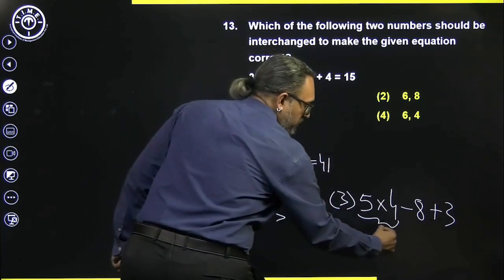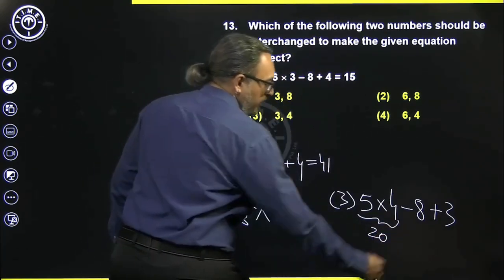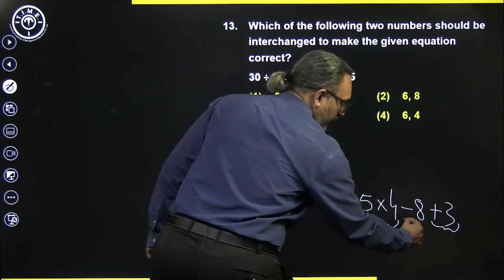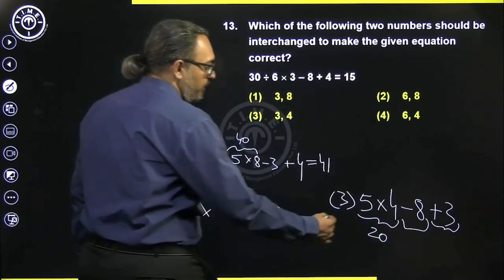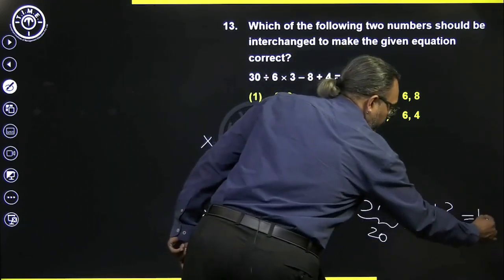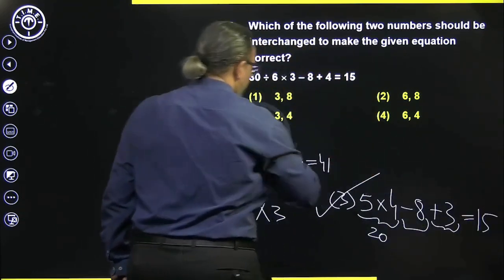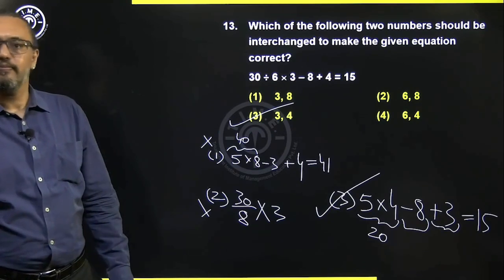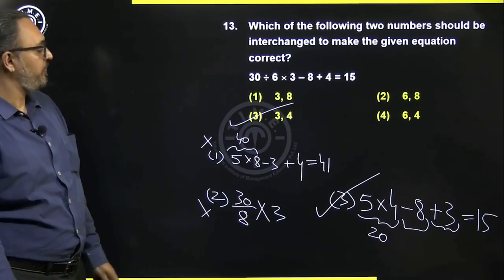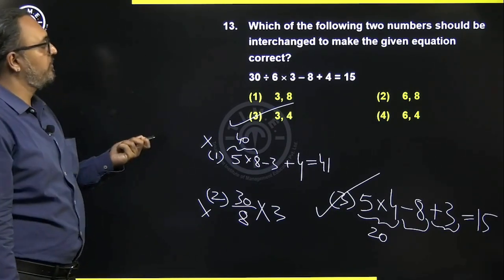So this is 20 and plus 3 and negative 8. So 23 minus 8. Yes, 23 minus 8, definitely you are getting 15. Then my search ends. I have my answer. Third option.